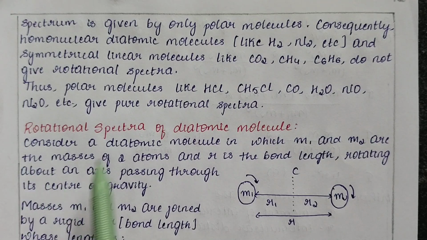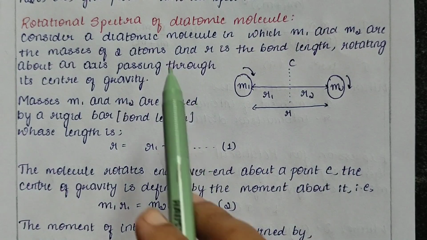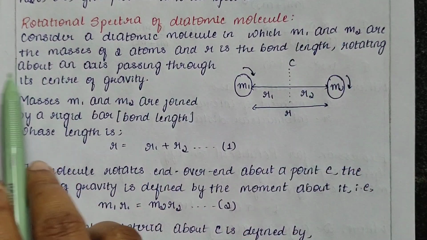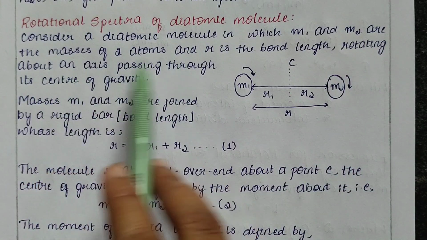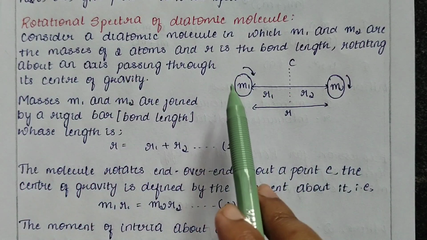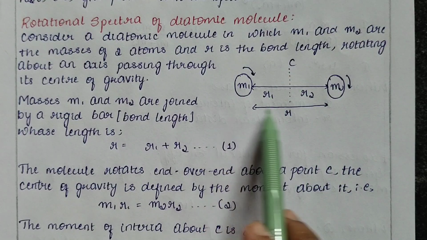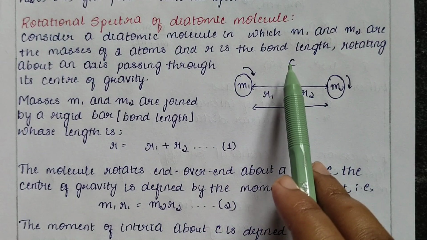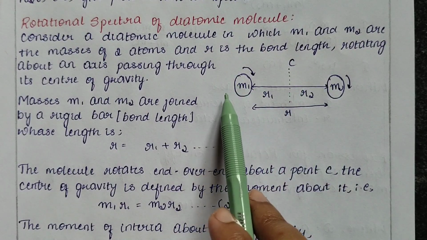Now let us see the rotational spectra of a diatomic molecule. So now we'll consider a diatomic molecule in which M1 and M2 are the masses of two atoms and R is the bond length, rotating about an axis passing through its center of gravity. So we consider two atoms with masses M1 and M2 separated by a distance of R, and here C represents the center of gravity, which is acting at the center of the distance between M1 and M2.